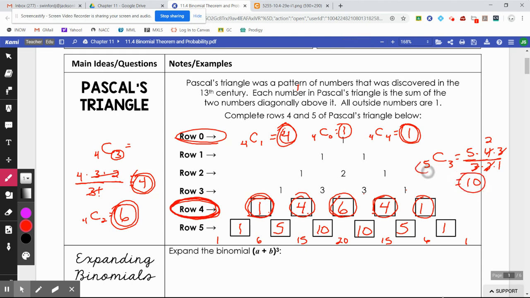The combinations of 5, since I'm choosing from 5 things, look for row 5. Choose 0, 1, 2, 3. The combinations of 5 choose 3 is right there. It's the exact same answer that we got before. So not only is Pascal's triangle just this pattern of numbers here, but it actually also corresponds with combinations, the combinations of choosing from different numbers of things.